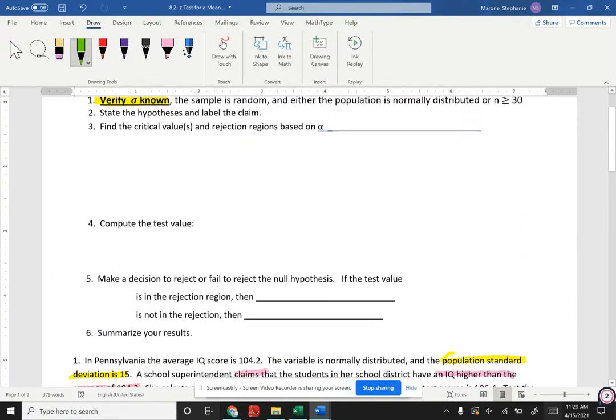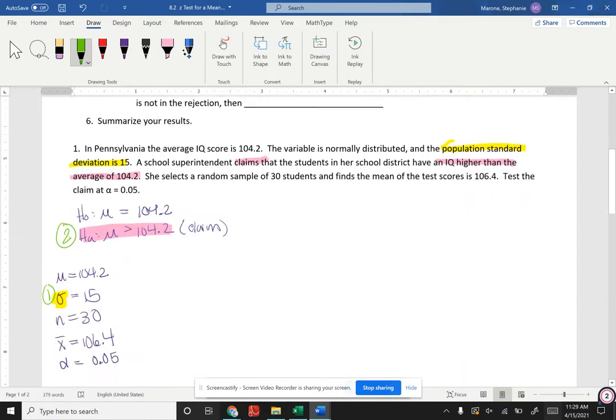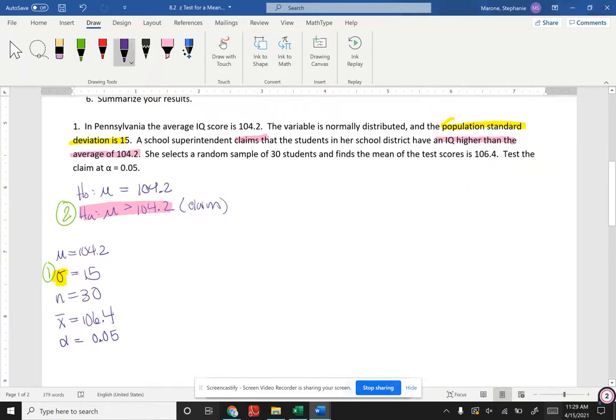Step 3 is to find the critical values and rejection regions based on alpha. So I'm going to draw the rejection regions first. So it's a right tail test. I have to not switch. Shade the right side. And this is alpha. Alpha is the rejection region. What we get here is that critical value.